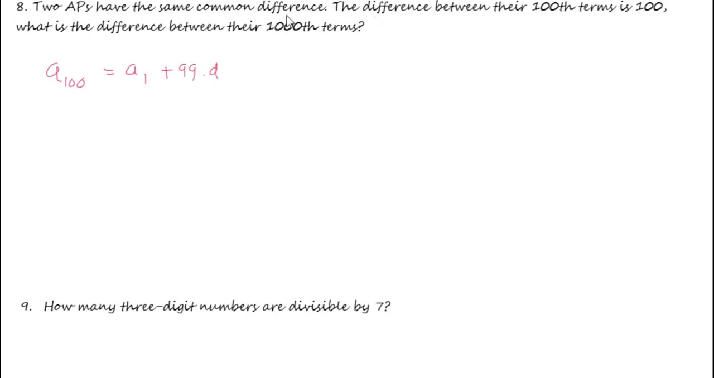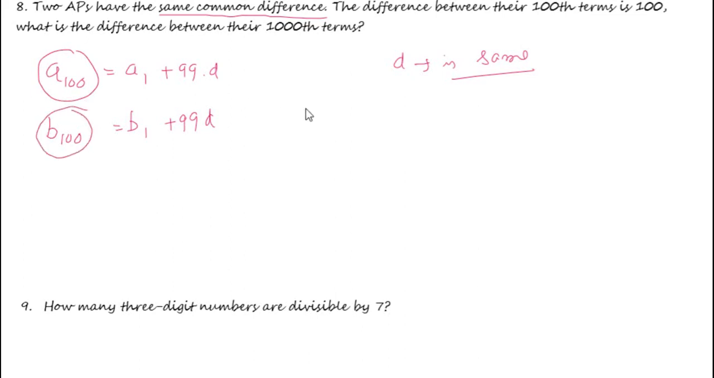Here what is given is the same common difference. So D is the same in both the cases. Let us take it as D only. We don't know what that number is. So in the first series, the 100th number is first number plus 99 into D, n minus 1 into D. Second series, let me represent with the letter B. So B100 is equal to B1 plus 100 minus 1, that is 99. The difference is the same, so it is D. Here it says two APs have the same common difference. The difference between their 100th terms is 100.